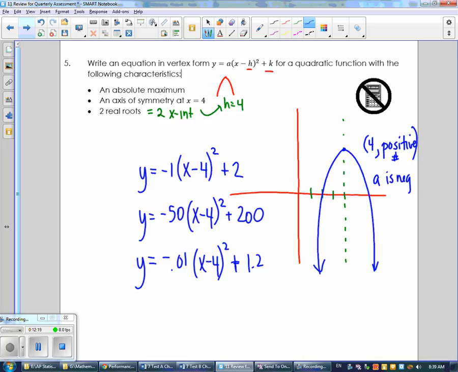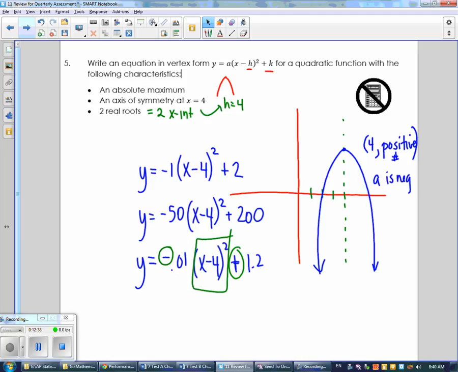So what's important here is that this number is negative. What you have inside your parentheses is x minus 4. And the number out here is positive. And as long as those characteristics are true, then you have an equation that meets those characteristics.